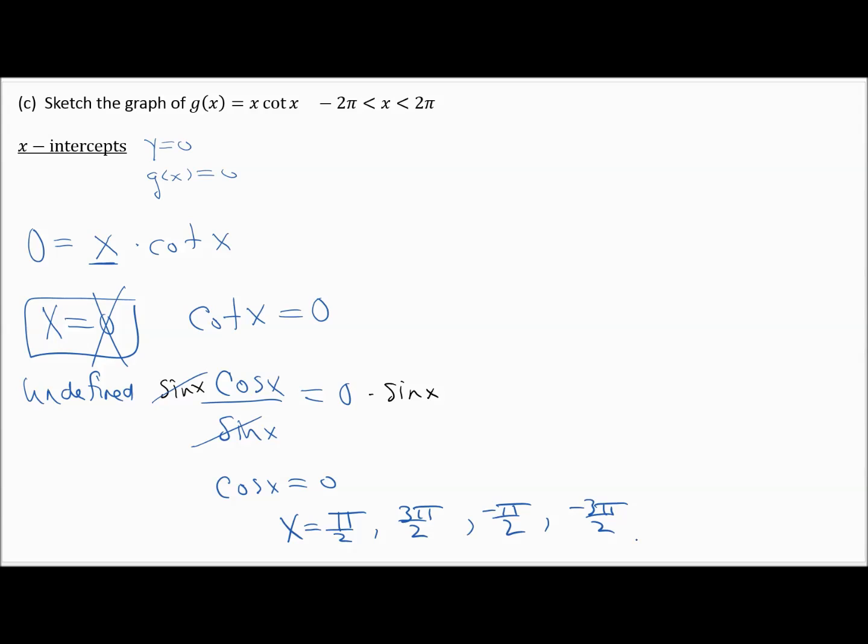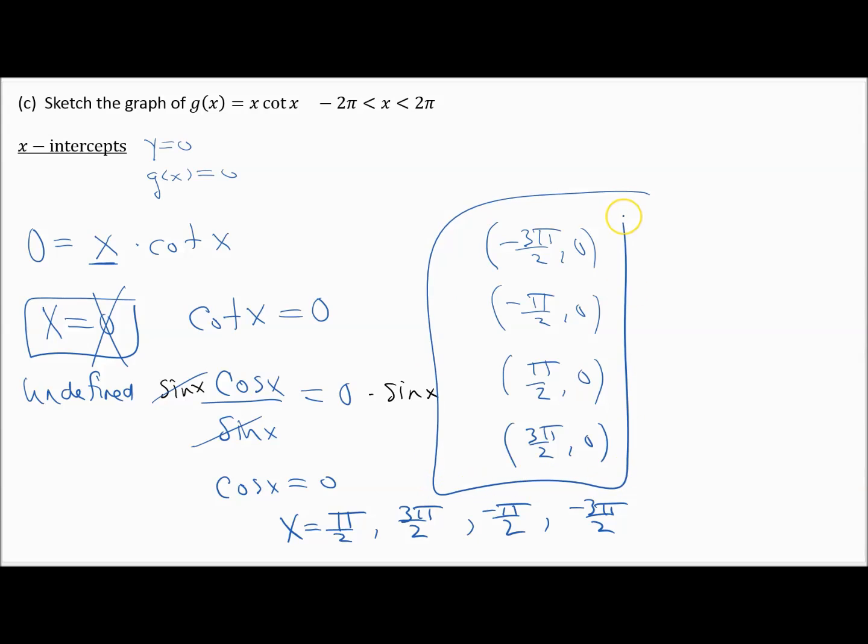So if I made my list, and preferably in order, my x-intercepts are negative 3 pi over 2, comma 0, negative pi over 2, comma 0, positive pi over 2, 0, and finally 3 pi over 2, 0. So I have 4 x-intercepts, and that's them listed in point form. You could also list them just as a list of x values. So I got 4 x-intercepts.